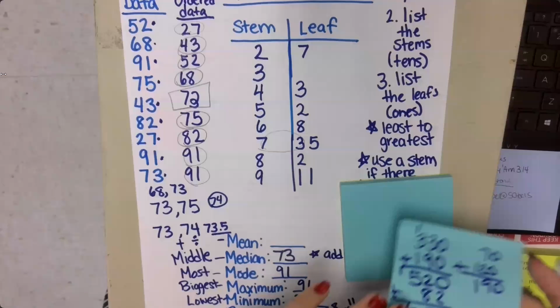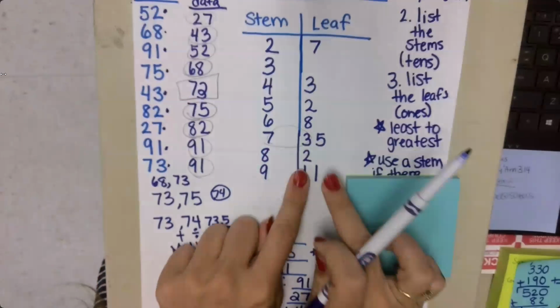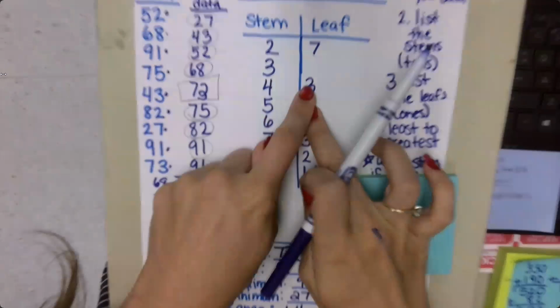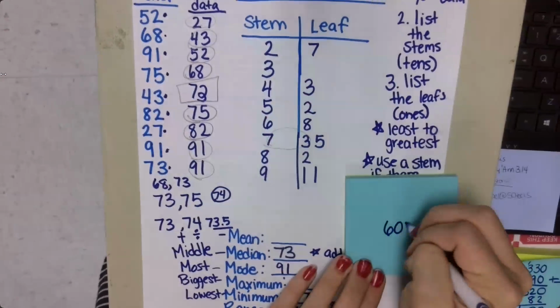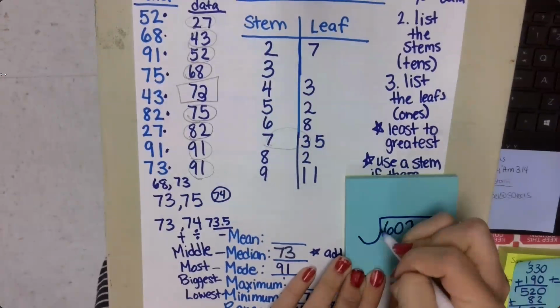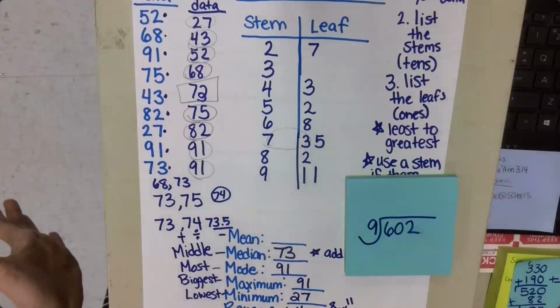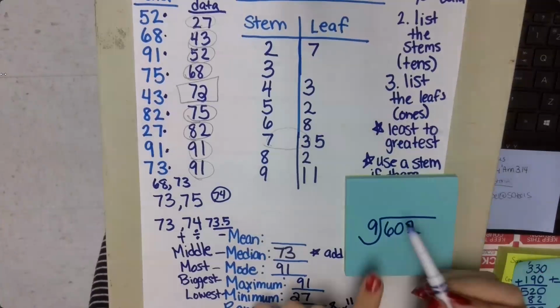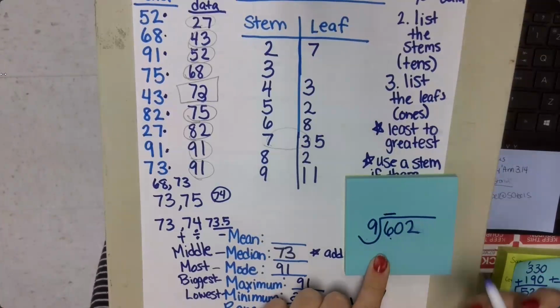Now what I have to do is see how many data points I have. 1, 2, 3, 4, 5, 6, 7, 8, 9. I can count the leaves. So I have 602 and I need to divide that by 9. Here's where your mathematical skills come in. What number times 9 will give me 6?